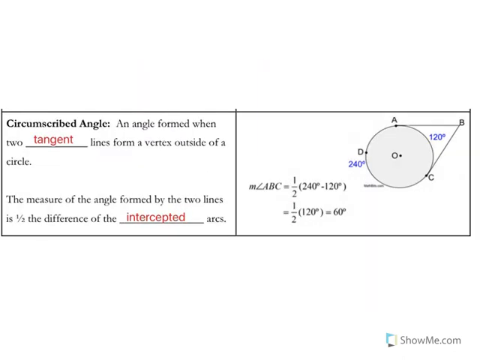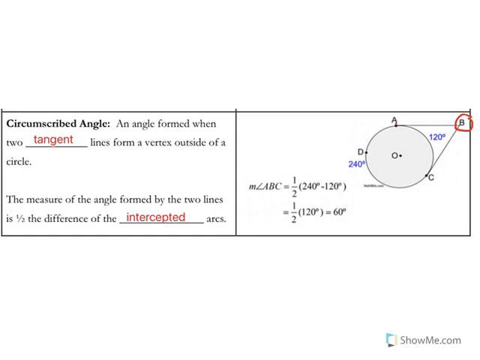All right, and finally, a circumscribed angle is an angle formed when 2 tangent lines form a vertex outside of the circle. So here's our vertex. This is a little more complex. So we've got this as the vertex. These are the 2 tangent lines. The measure of the angle formed by the 2 lines is half the difference of the intercepted arcs.